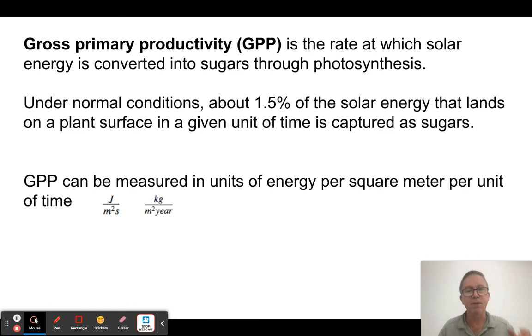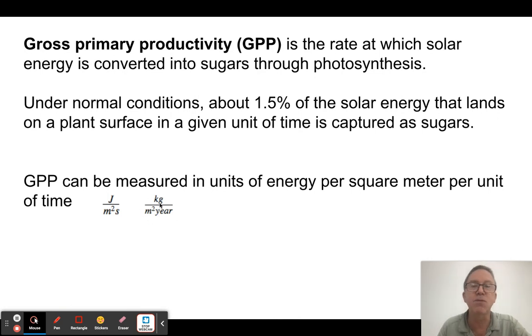How are we going to measure GPP? Energy is measured in joules. So we could say it's how many joules of energy is captured by a square meter of plant surface, or any given amount of plant surface, in a given time period. Energy per unit of surface per period of time. So we could say joules per square meter per second. We could say kilojoules per square centimeter per hour, whatever we want. A typical one we use, though, which is maybe surprising, is kilograms per square meter per year.